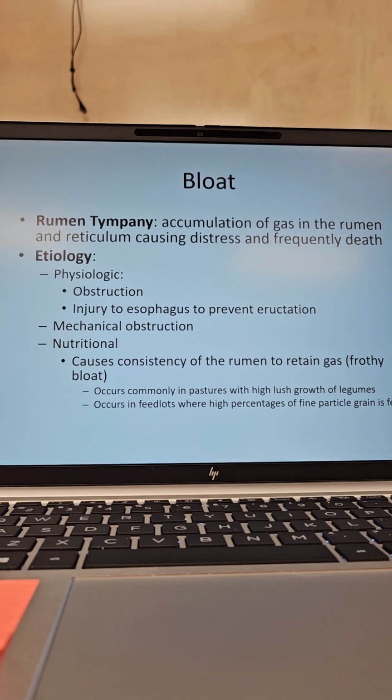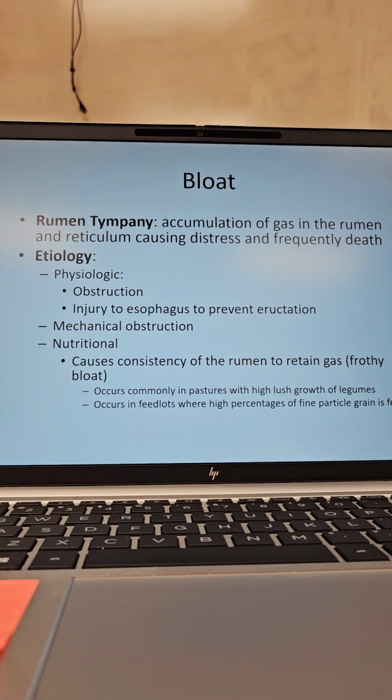This is also known as rumen tympani. It's accumulation of gas in the rumen and reticulum causing distress and frequent death. It's accumulation of gas in the stomach. Same thing happens to doggos, except dogs, their stomach flips as well, and it starts cutting off circulation to the rest of the gut, as well as the stomach. This is going to cause a lot of stress, and they will die quickly from bloat. Same with dogs.